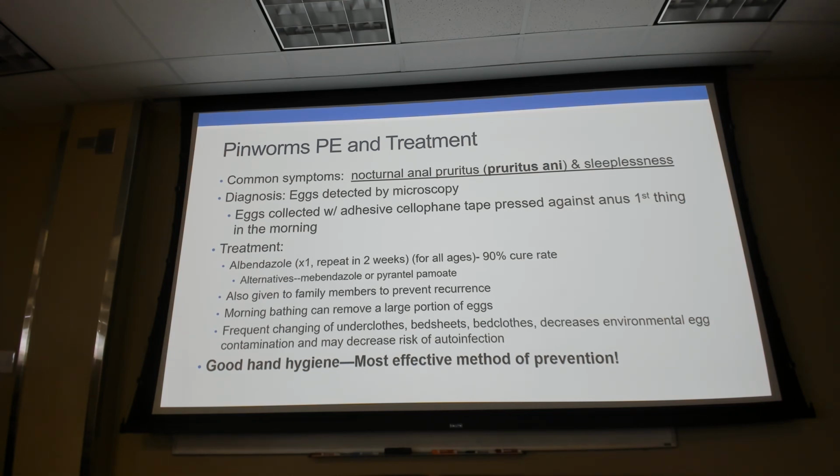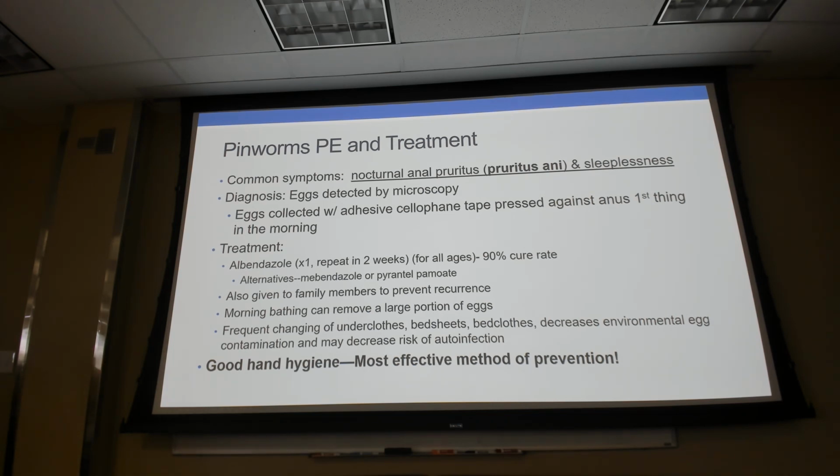The tape test. Who knows what the tape test is? What is the tape test? Yeah, you literally give them a tongue depressor, parents a tongue depressor, and you roll up tape and you put the tape on the bottom in the morning. See if you can collect worms. That's literally all you do. Highly specific, highly sensitive. Again, wizardry there.